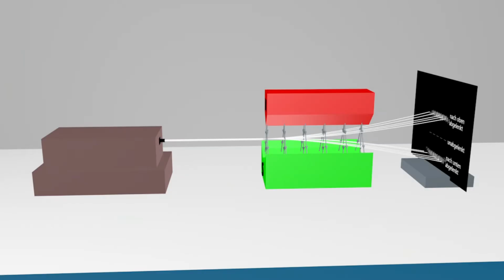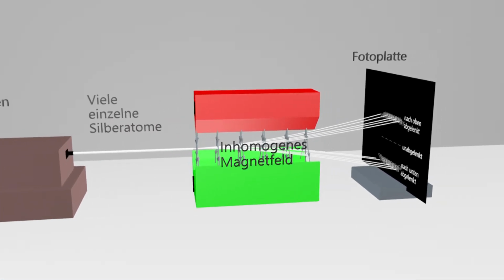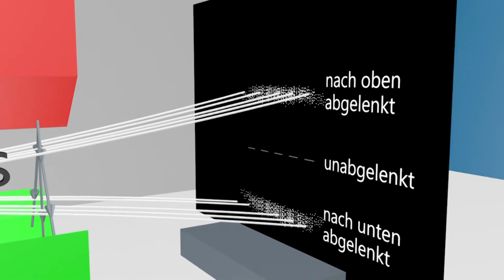In this experiment, silver is heated so much in a furnace that it becomes gaseous. A few individual silver atoms leave the furnace through a small aperture in the direction of an inhomogeneous magnetic field. Behind the magnetic field there is a photoplate which the silver atoms hit and leave an imprint. The result is that the silver atoms are deflected either up or down.